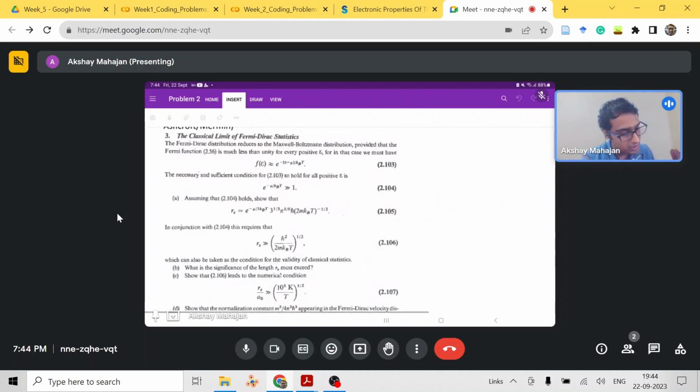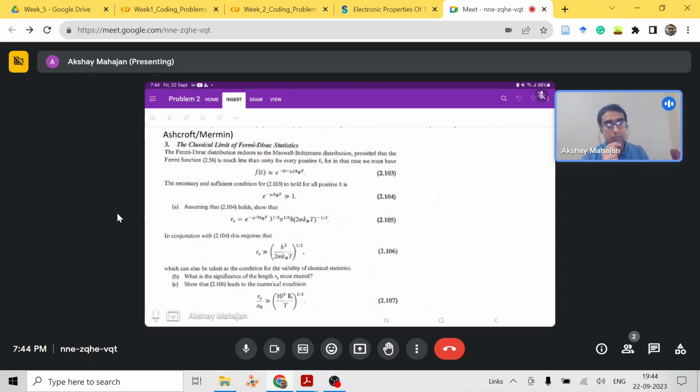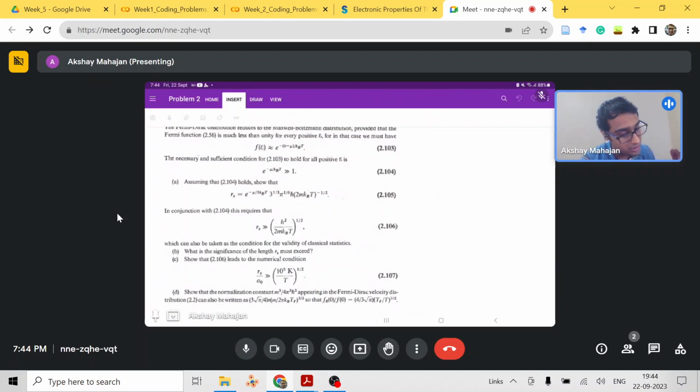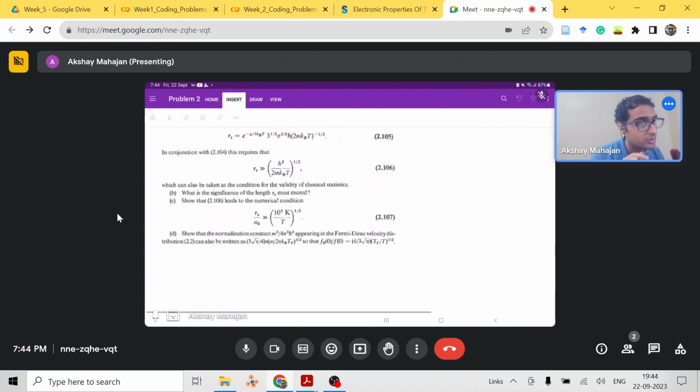The problem is that we have to determine the classical limit of the Fermi-Dirac statistics that we have studied. The Fermi-Dirac distribution reduces to the Maxwell-Boltzmann distribution, provided that the Fermi function is much less than unity for every positive epsilon. Then f of epsilon becomes this, and the necessary and sufficient condition for this to hold is that e to the minus mu by kBT must be much greater than 1.